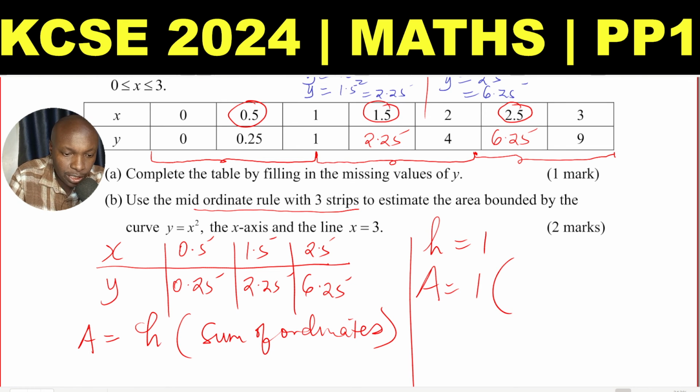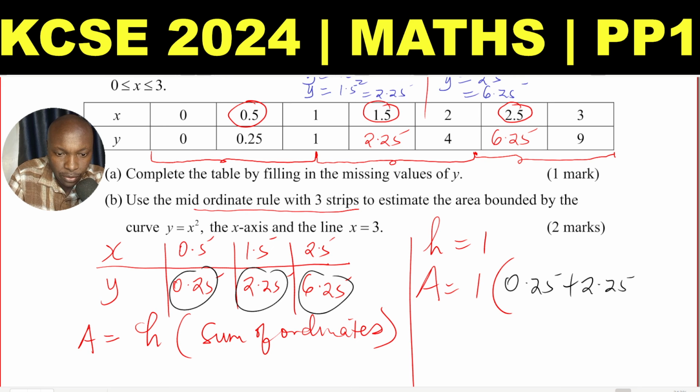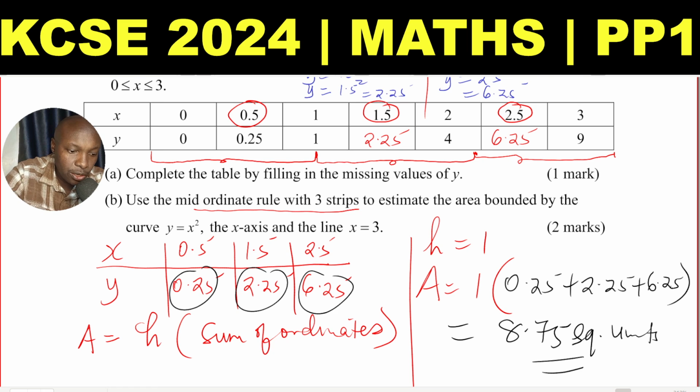Then the sum of the ordinates. The ordinates are here, so these are the ordinates that you're going to use. These are the heights. So 0.25 plus 2.25 plus 6.25. You simply need to add these, just use a calculator for this. 0.25 plus 2.25 plus 6.25 will give 8.75 square units. That is the area using the mid-ordinate rule.